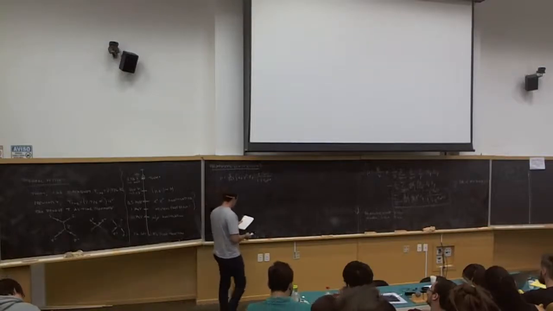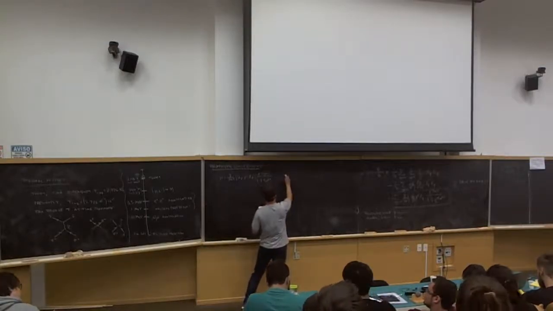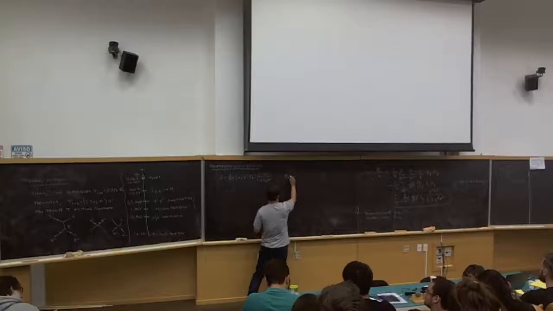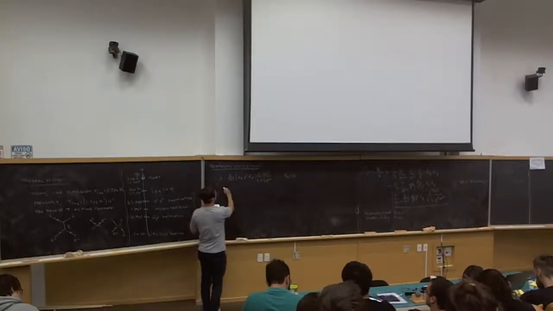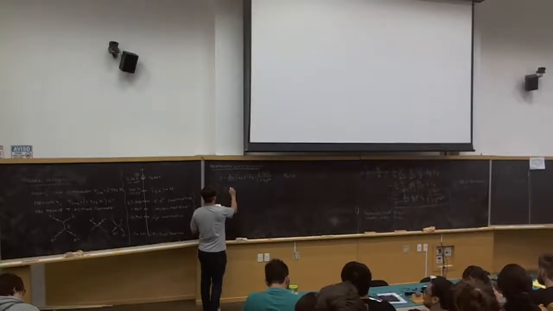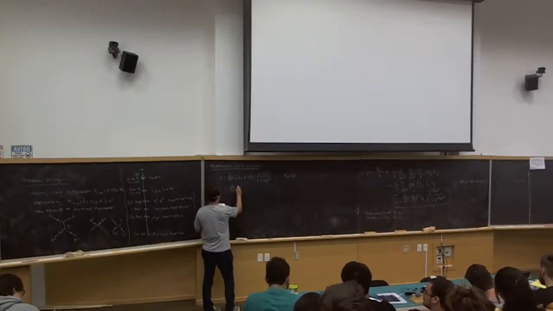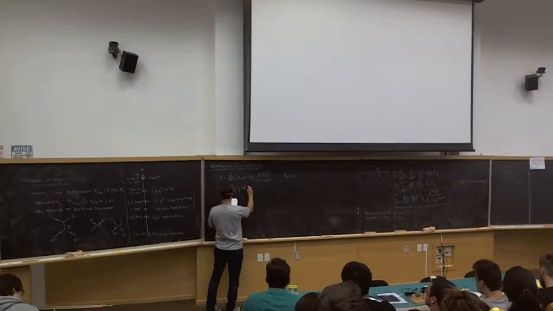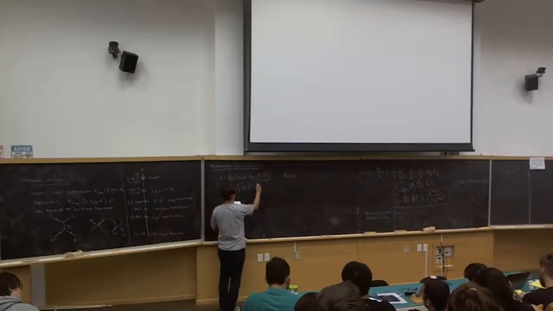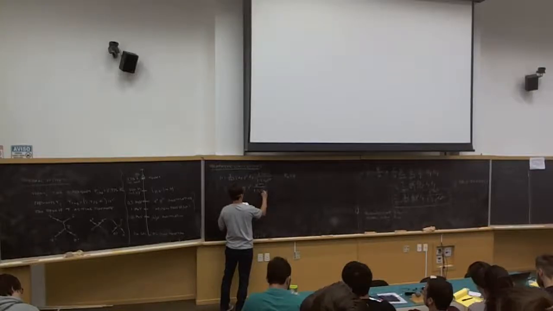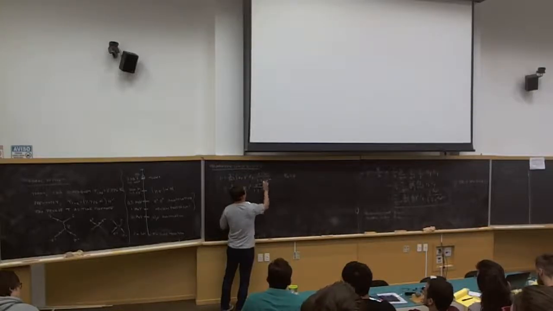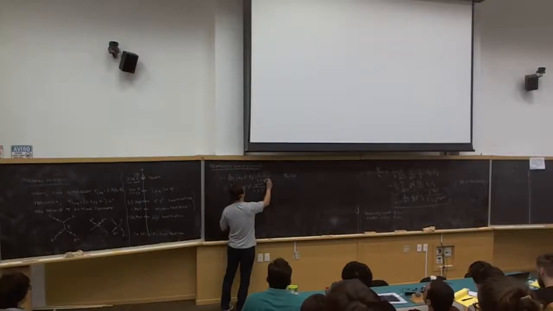So in the relativistic limit, I can make the approximation that E is approximately P. Let me write this as the integral of dP times P cubed e to the minus P over T. Oh, sorry, this should be e to the minus. Made a blackboard typo.